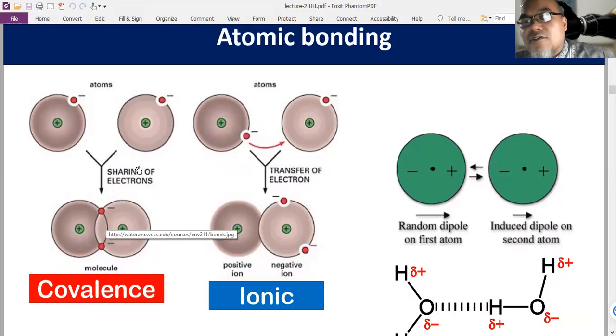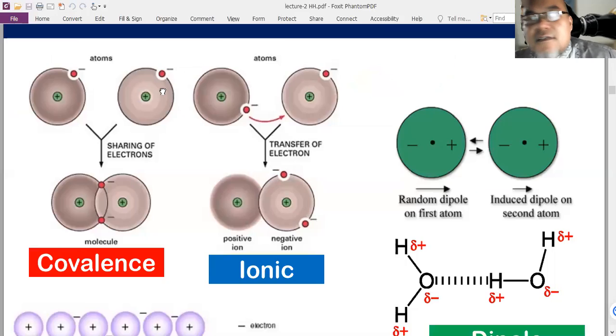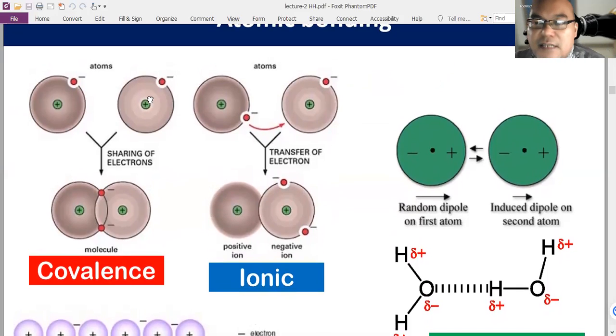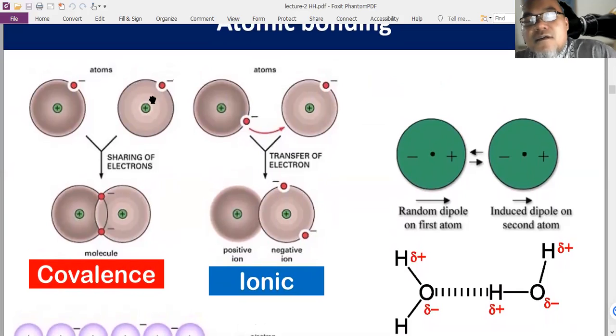For example, in an oxygen molecule, two atoms of oxygen. Oxygen needs another two electrons to completely fill its shell. So in order to do that, they share electrons with another atom. This sharing of electrons is called covalent bonding. It means each of these electrons' orbitals revolves around the two nuclei of the atoms.